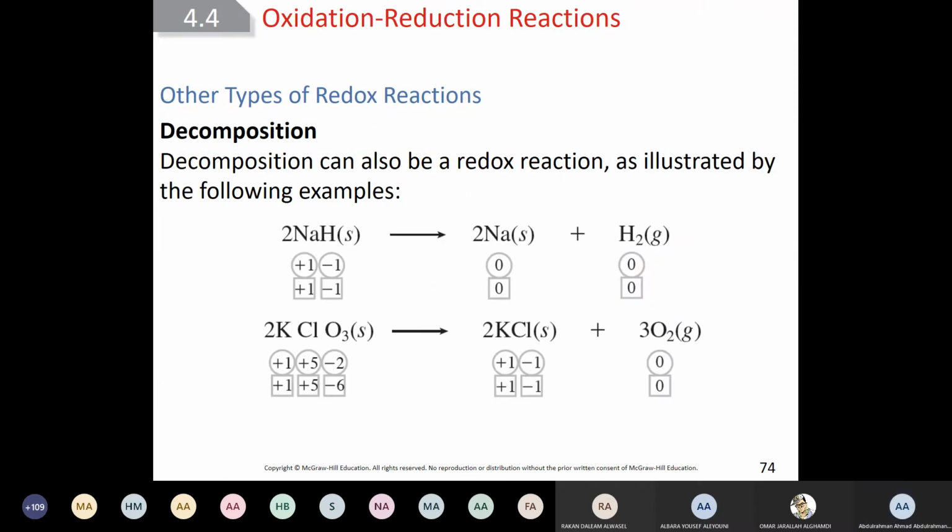Clear? What do you call this reaction? Decomposition. One thing makes two different things. Again, it's oxidation reduction. If you look at the oxidation numbers, anything by itself is 0. This is 0 and this is 0, but there are oxidation numbers here. These are called decomposition reactions.